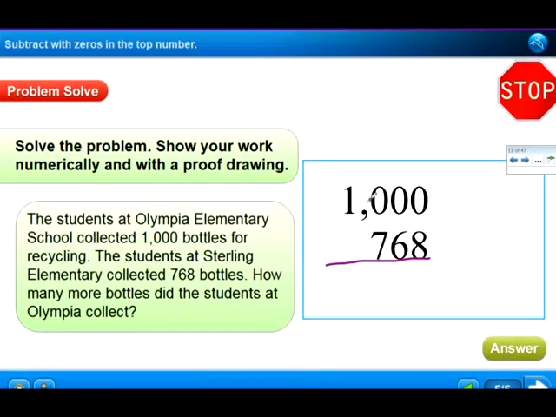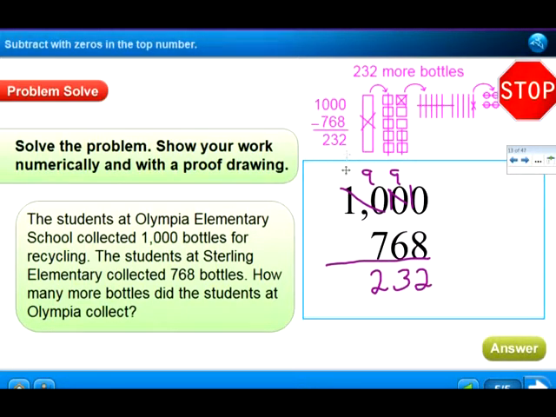And there's 3 zeros. This is a challenge problem. Let's see if you can do it. 900. This becomes a 90. And this becomes 10 ones. Okay? 10 minus 8. 9 minus 6. 9 minus 7. Did you get the same answer? 1,000 minus 768 is indeed 232.